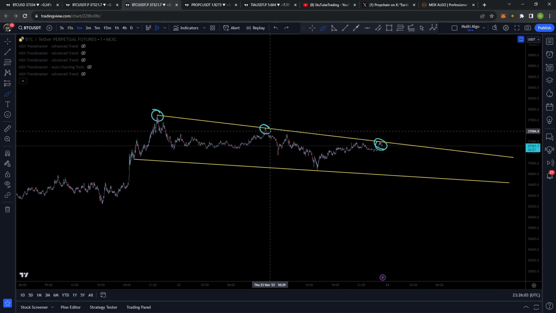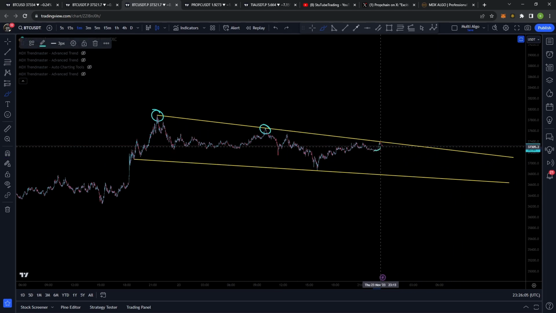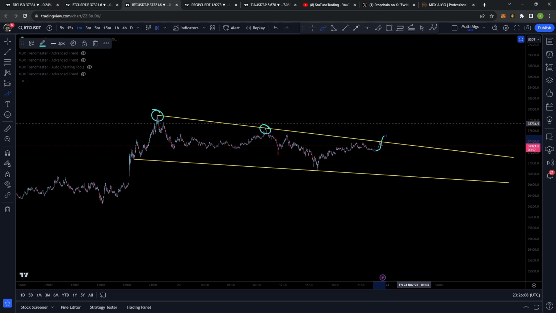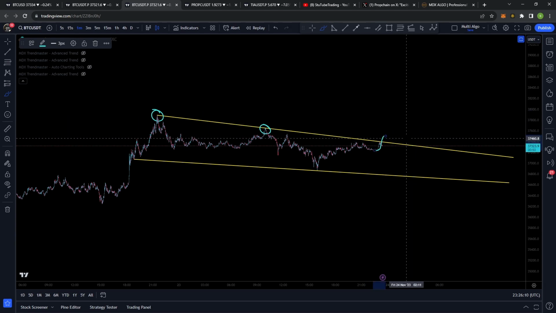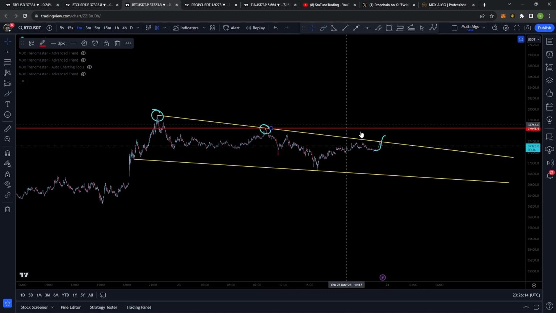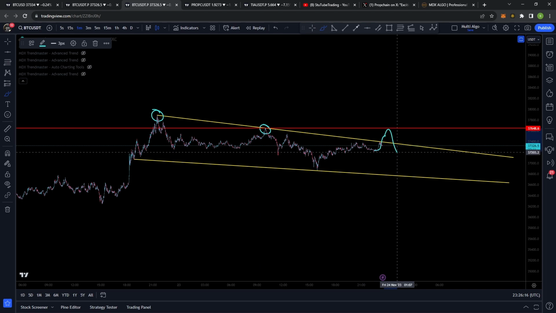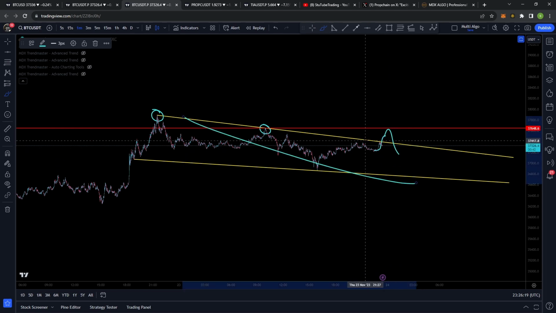If we only had these 2 touch points and we got a breakout right here, I would have been very, very hesitant to trust that. I would more so think that we're just coming up to our horizontal resistance and just going to get shut down as a bit of a fake out, as if this pattern never actually existed.